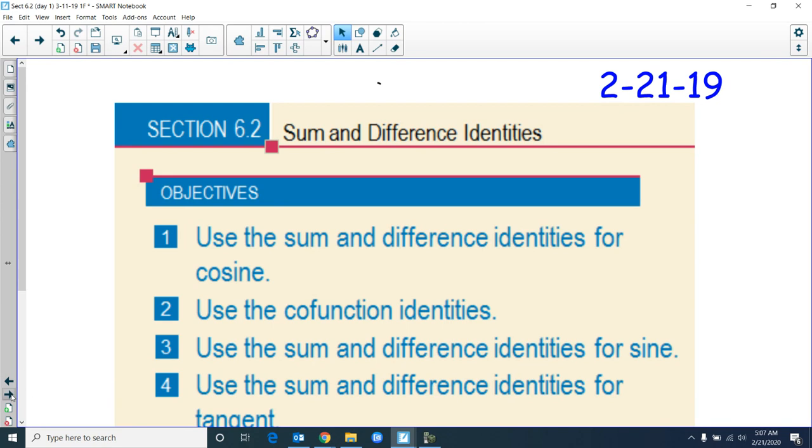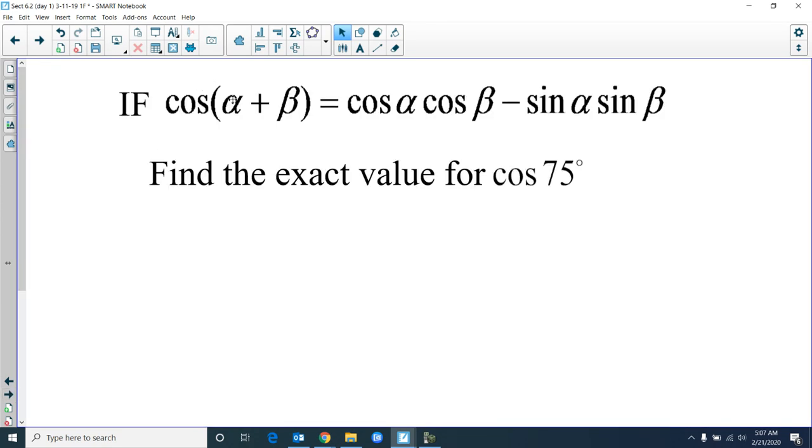All right, so to start with, this is just going to show you how it works. If you take a look at the very top equation: cosine of alpha plus beta equals cosine of alpha times cosine of beta minus sine of alpha times sine of beta. We're going to use that to find the exact value of cosine of 75.